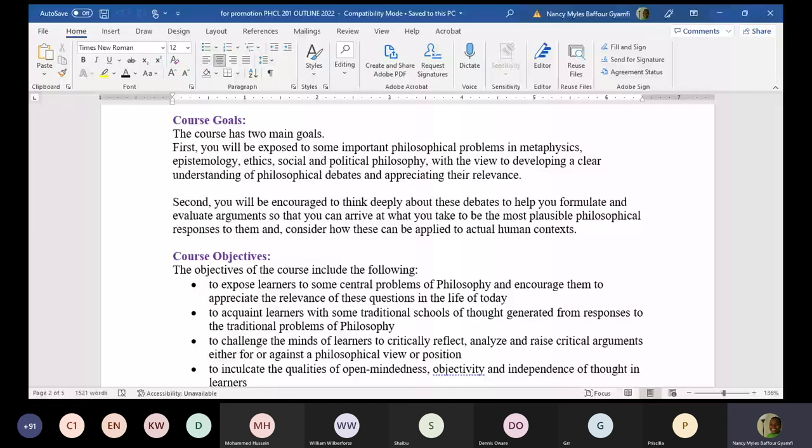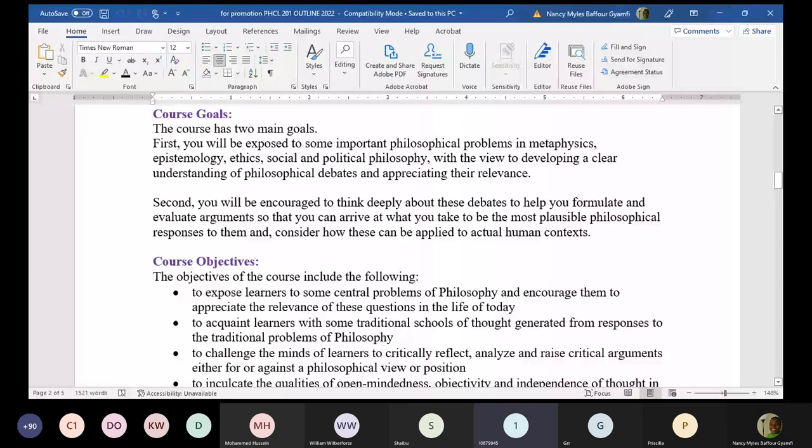Now, what do we want to achieve? The goal of this course is what? Another reader, please. Read it for me. The course has two goals. First, you will be exposed to some important philosophical problems in metaphysics, epistemology, ethics, social and political philosophy, with a view to developing a clear understanding of philosophical debates and appreciating their relevance. Second, you will be encouraged to think deeply about these debates to help you formulate and evaluate arguments so that you can arrive at what you take to be the most plausible philosophical responses to them, and consider how these can be applied to actual human contexts.